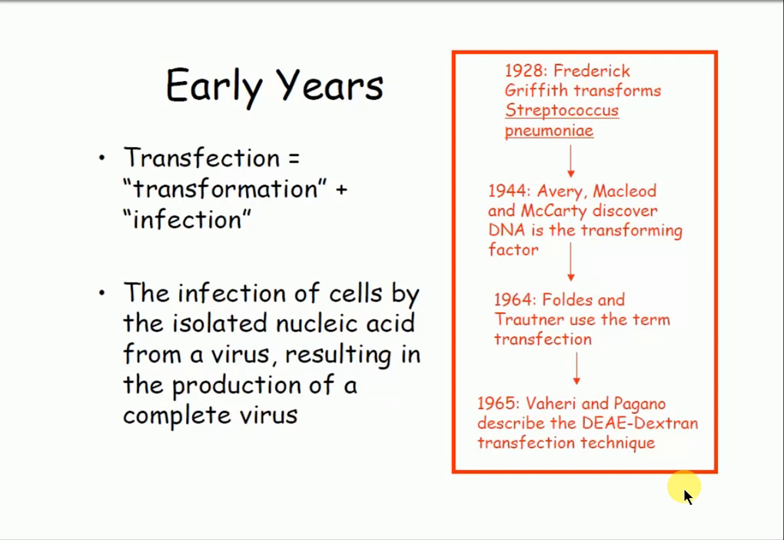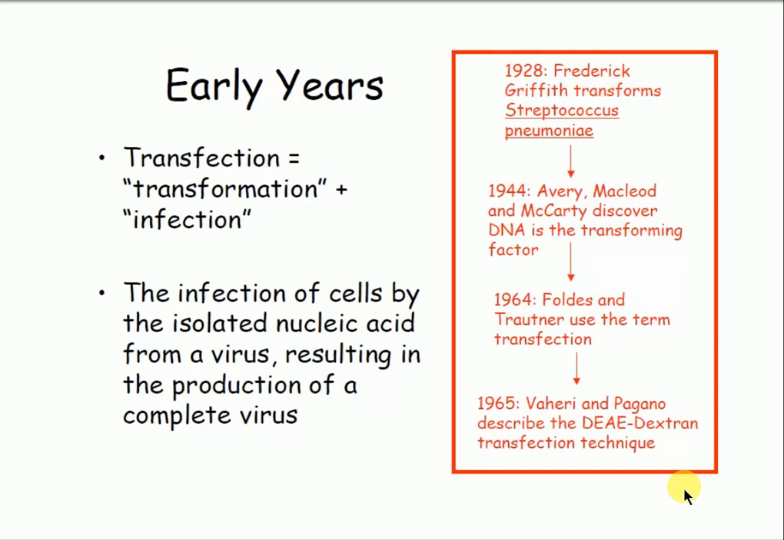So historically, it was found in 1928 by Frederick Griffith that he could transform Streptococcus. So he had a pathogenic strain and a non-pathogenic strain, and the pathogenicity could travel from one strain to the other. So this means there was something that could be exchanged between the different strains.